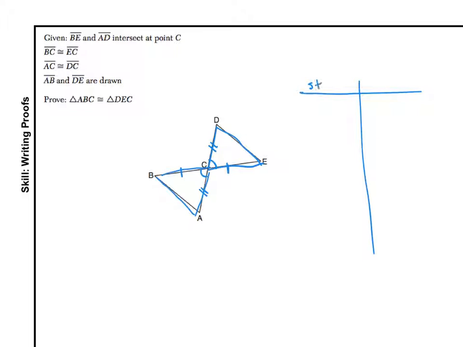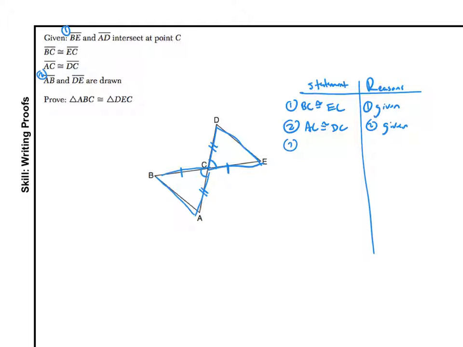And now we know we're going to write out our statements and our reasons. So, first statement. We're going to say that BC is congruent to EC. That's one, that's a given. Two, we know AC is congruent to DC. And we know that's also a given. Three, I'm not going to write these out, but you should also add in these other two givens. All right? So put those in there. For time, I'm not going to put them in.